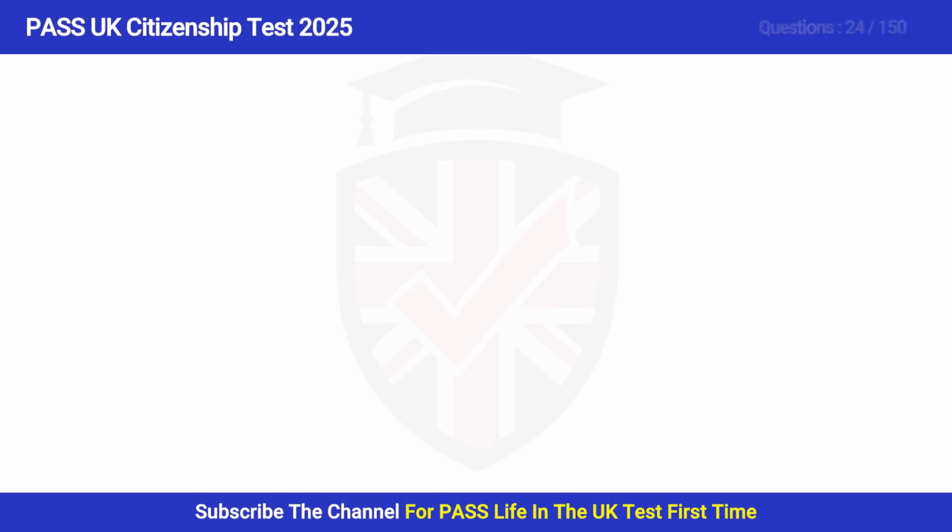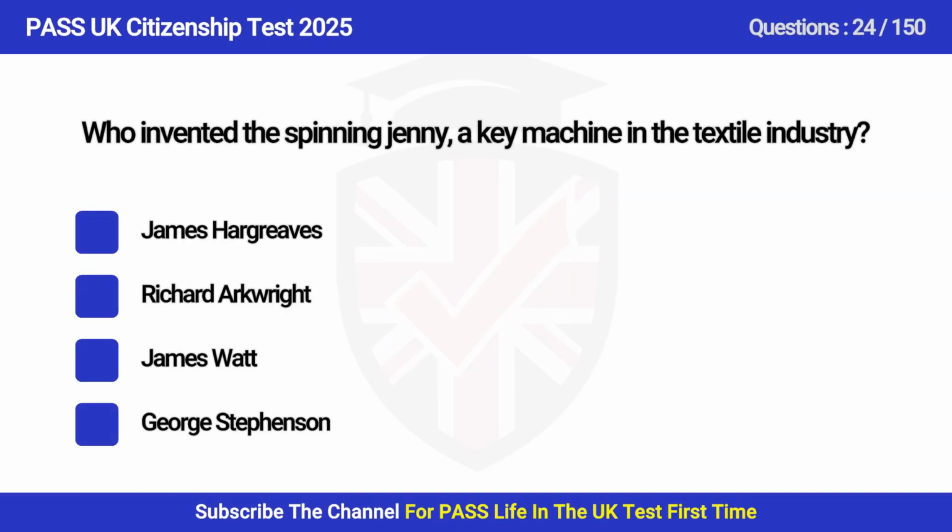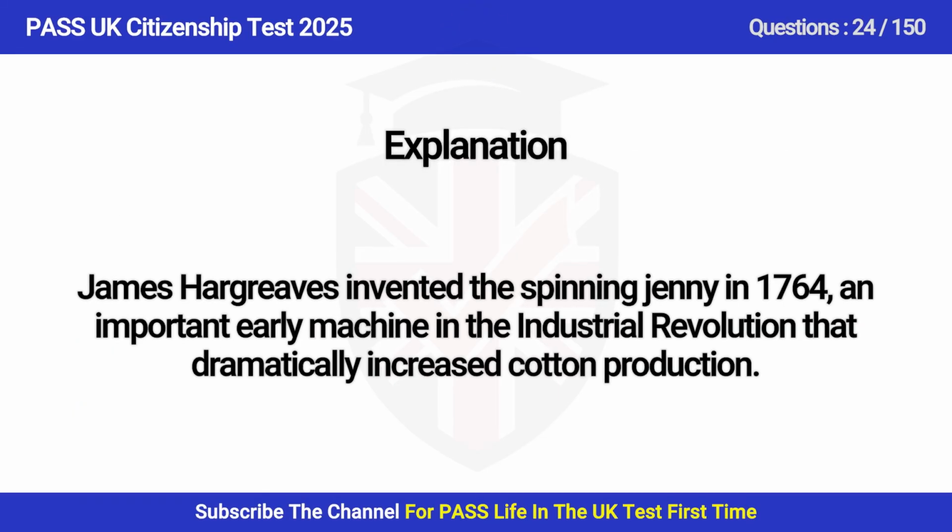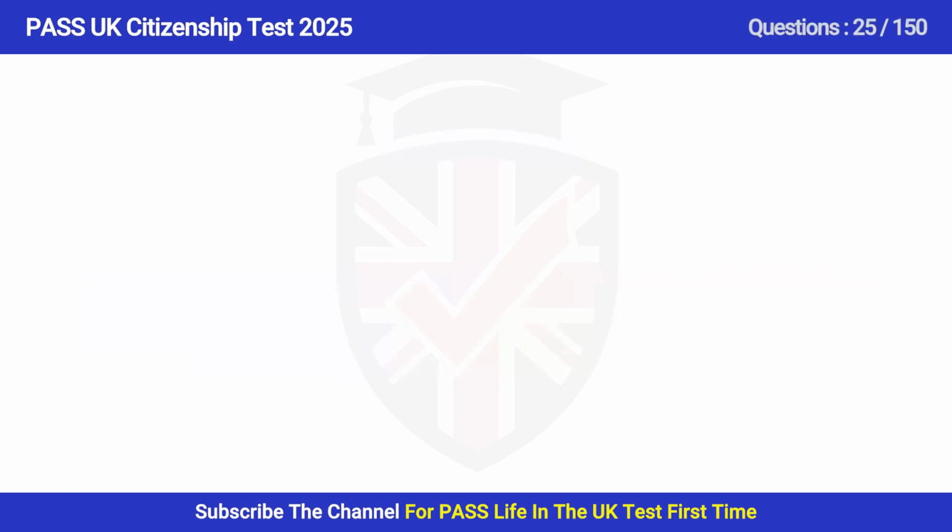Question 24. Who invented the spinning jenny, a key machine in the textile industry? A. James Hargreaves, B. Richard Arkwright, C. James Watt, D. George Stephenson. Answer is A. James Hargreaves. Hargreaves invented the spinning jenny in 1764, an important early machine in the Industrial Revolution that dramatically increased cotton production.